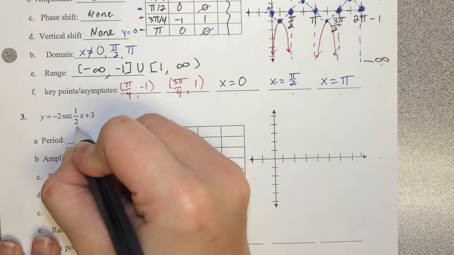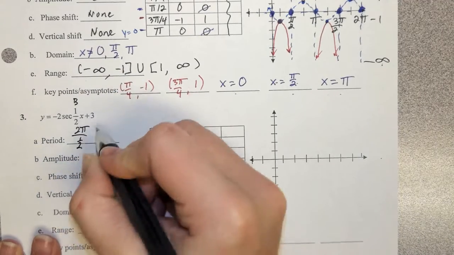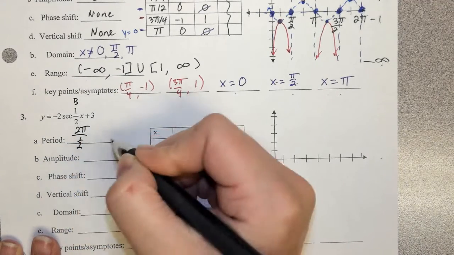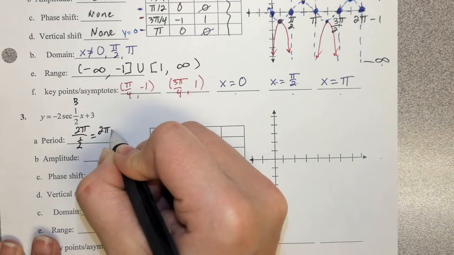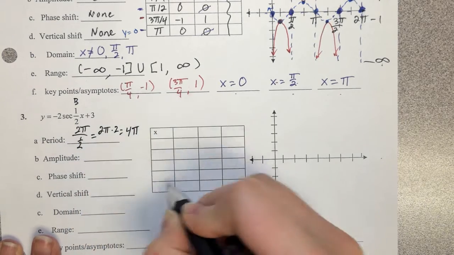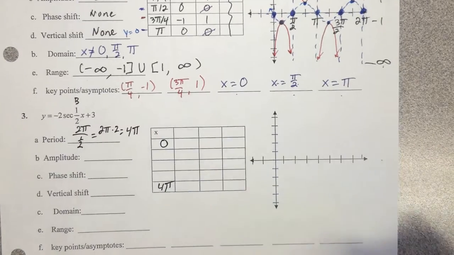Alright, so starting off period here, 2 pi over my b value of 1/2. That would be flipping that reciprocal. 2 pi times 2 is going to give me 4 pi. So I'm going to fill 4 pi in down here at the bottom. 0 is going to go at the top.